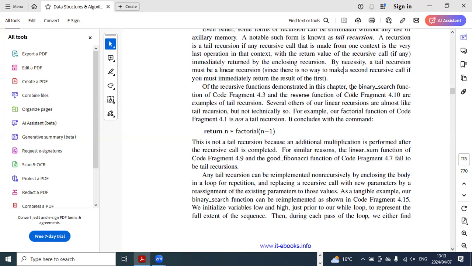Our recursive binary search of code 4.3 and the reverse function of code 4.10 are examples of tail recursion. Several other linear recursions are almost like tail recursion, but not technically so. For example, the factorial function of code 4.1 is not a tail recursion. It includes the command of multiplying, as the last command. This is not a tail recursion because an additional multiplication is performed after the recursive call is completed.